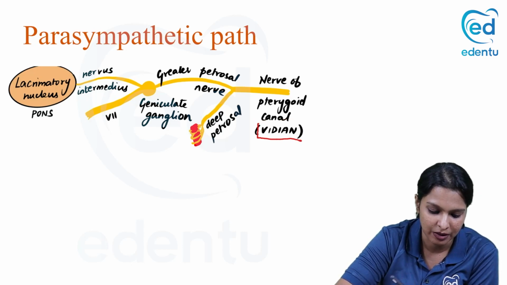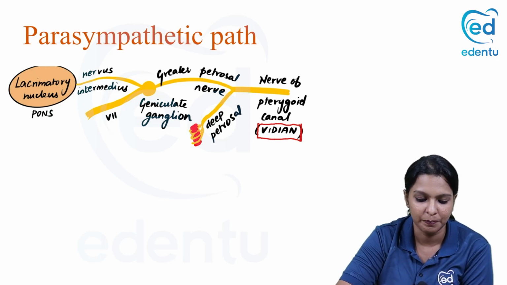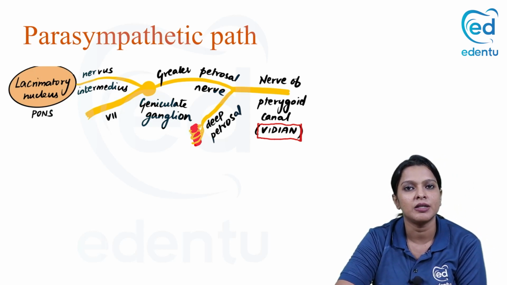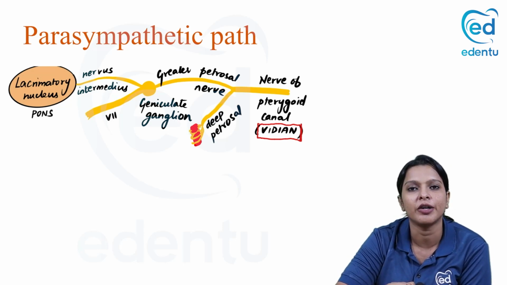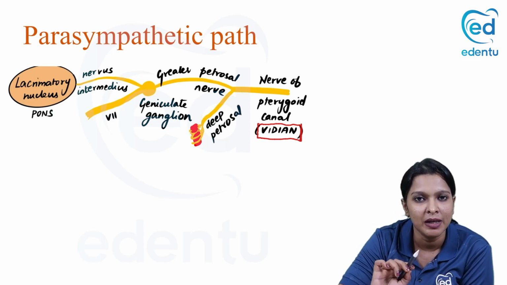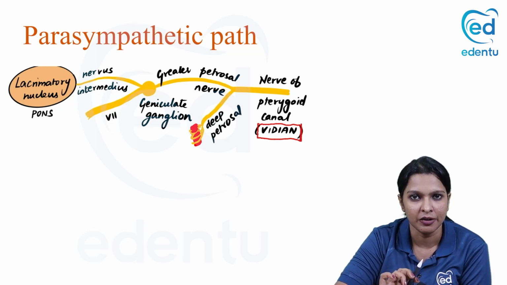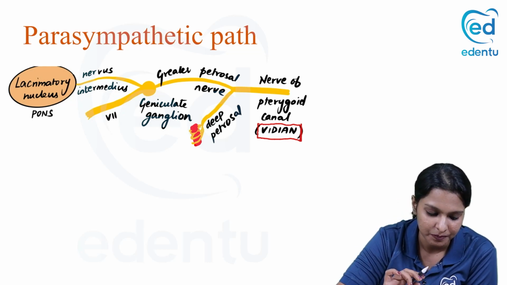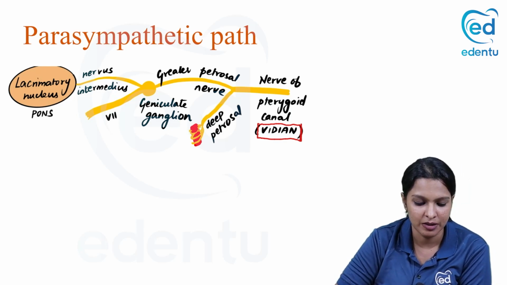This Vidian's nerve is also called the nerve of pterygoid canal. What is the formation of Vidian's nerve? Greater petrosal nerve and deep petrosal nerve will join to form this. What are deep petrosal nerves? They come from the sympathetic plexus surrounding the internal carotid artery. So far we've seen till the Vidian's nerve.